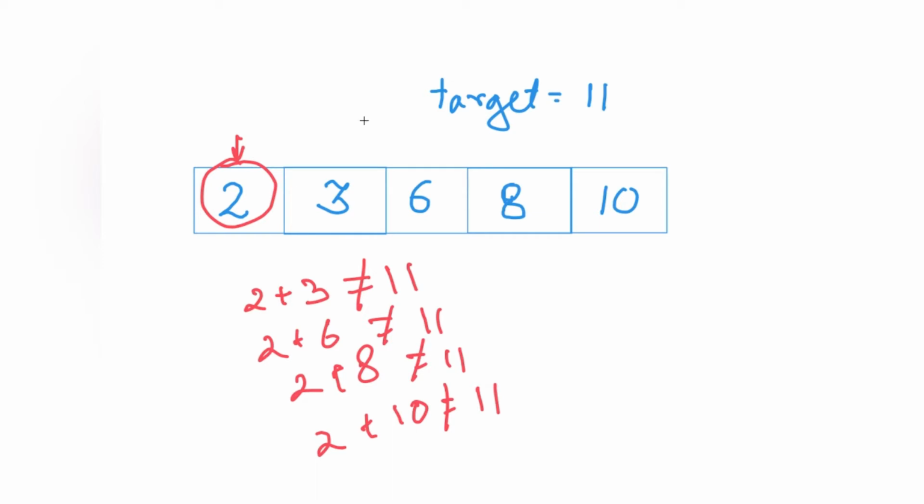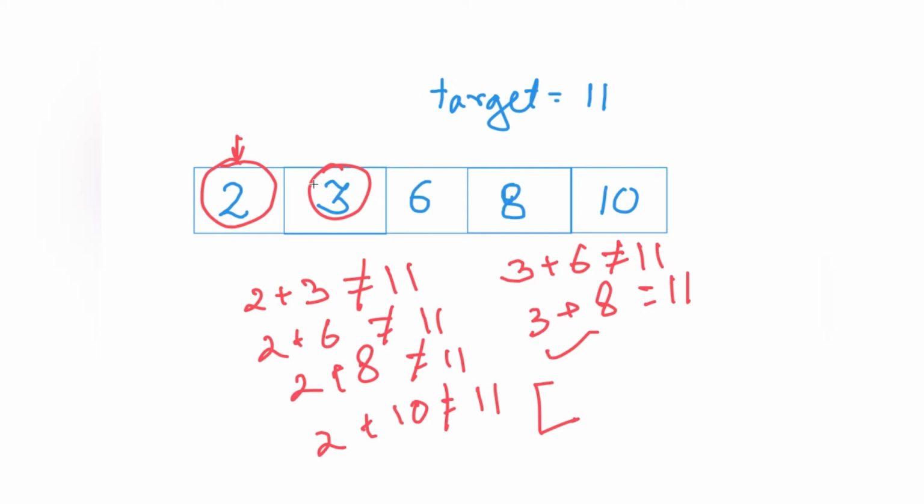So you move to the next element. You start with 3. Now again you check the sum of 3 with the remaining elements. Is 3 plus 6 equal to 11, which is not. Is 3 plus 8 equal to 11, which is true. 3 plus 8 is 11. So in the output you will return the index of this element, which is 2. We have assumed array indexing starts with 1, and at this position you got the sum, right? So you are going to return 4. So this is the solution.